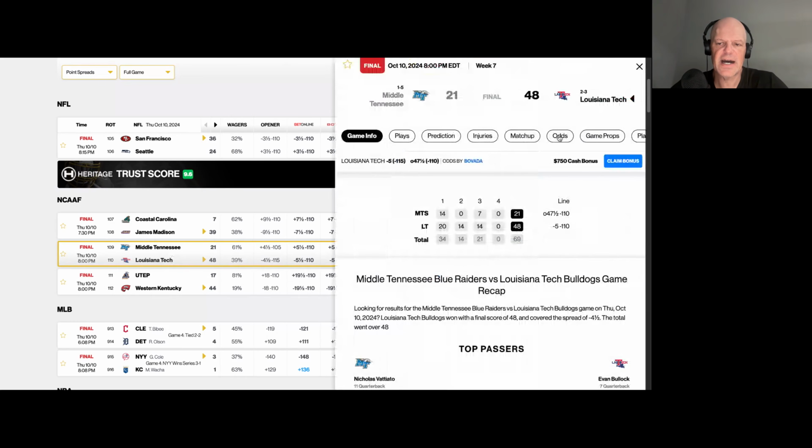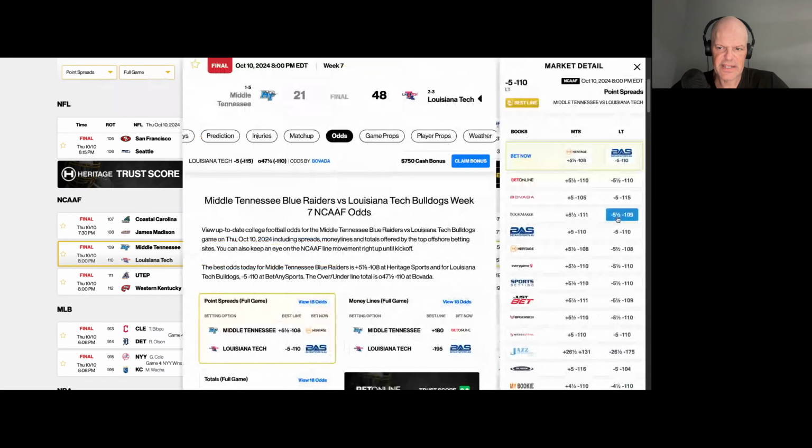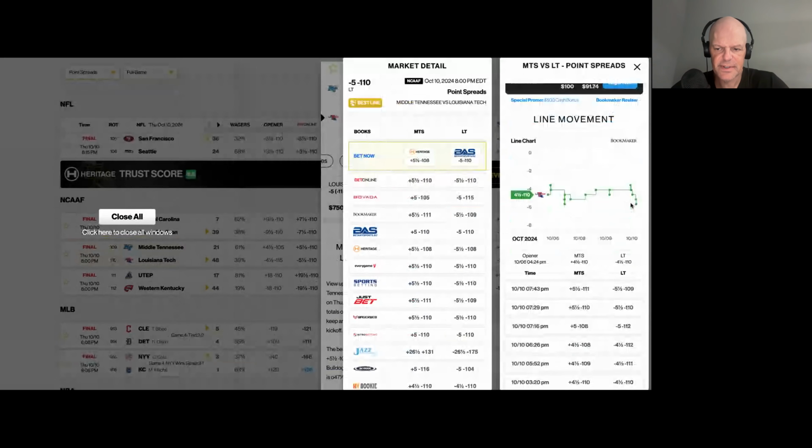So we go over here to odds, then we click on view odds, and then we take a look at Bookmaker. This line closed at 5.5, and let's look at the late movement. This line was 4.5 up until 6:26, and look what happens at 7:16. It bumps to 5, and then eventually at 7:29, it moves to 5.5. So the late move, that's the other way to assess it.